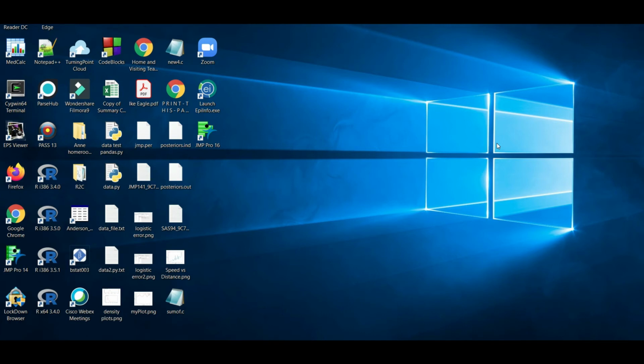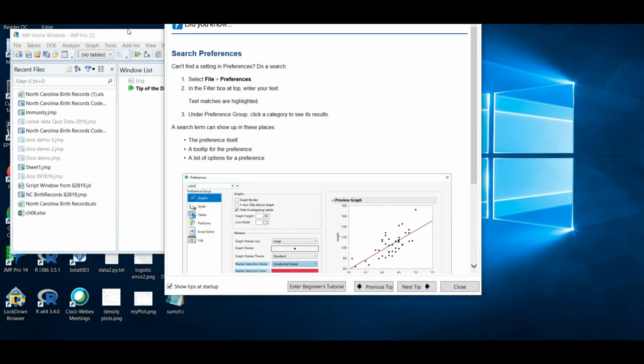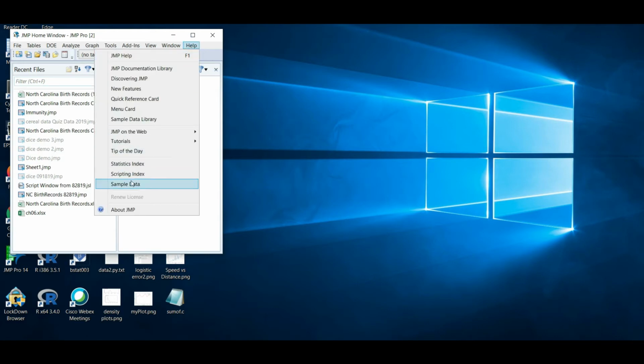Hello everyone. I wanted to make a little video showing you how to use JMP Pro 16 to calculate standard normal probabilities rather than the old lookup tables. So if you launch JMP Pro 16, you'll see once you close the tip of the day, you'll be looking at the home window, and we'll go to the help menu down in sample data.